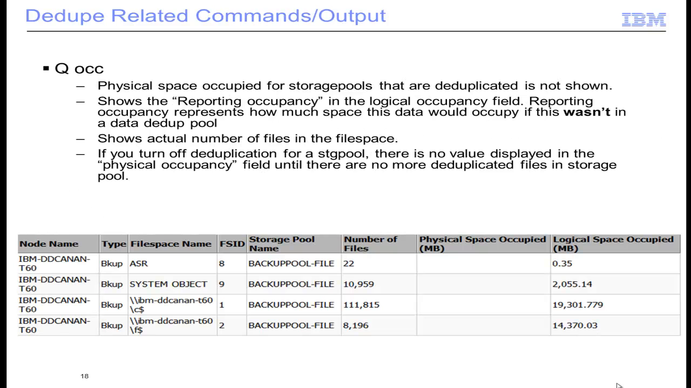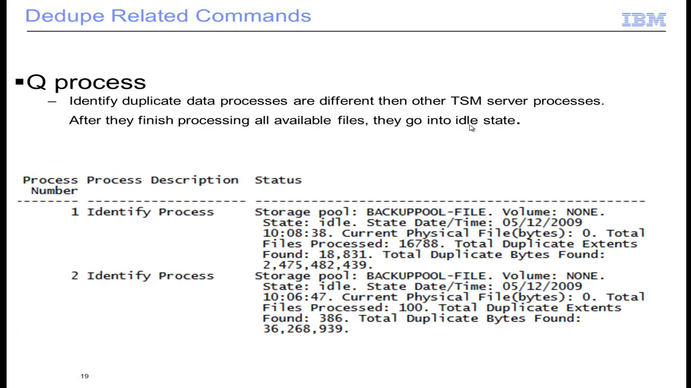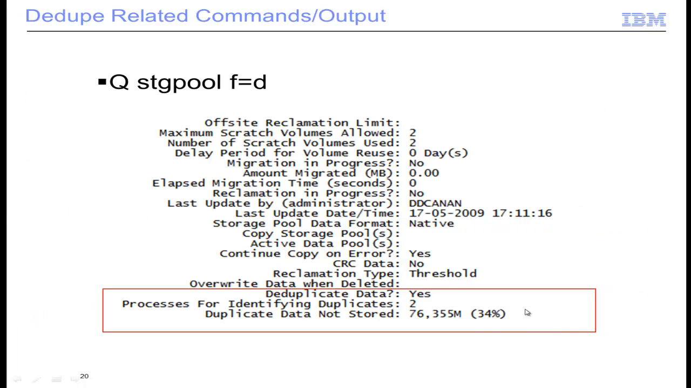Query occupancy now shows the reporting occupancy in the logical occupancy field. This occupancy represents how much space this data would occupy if it wasn't in a data dedupe pool. The query process will identify data deduplication processes that are occurring. And the query storage pool will also show if deduplicate data is turned on and the amount of savings that has been earned on this storage pool.